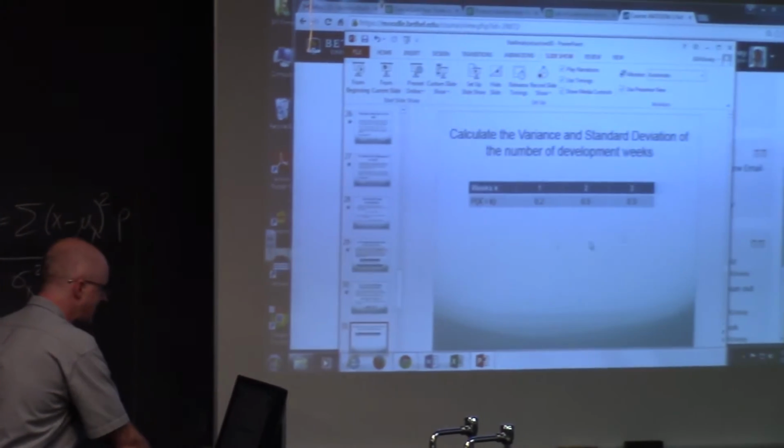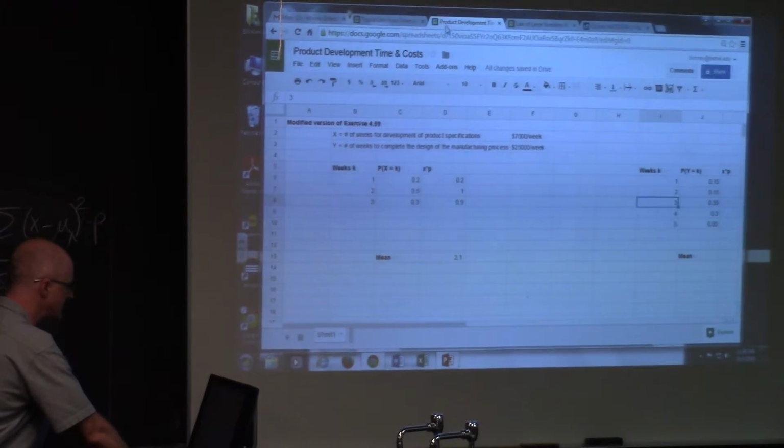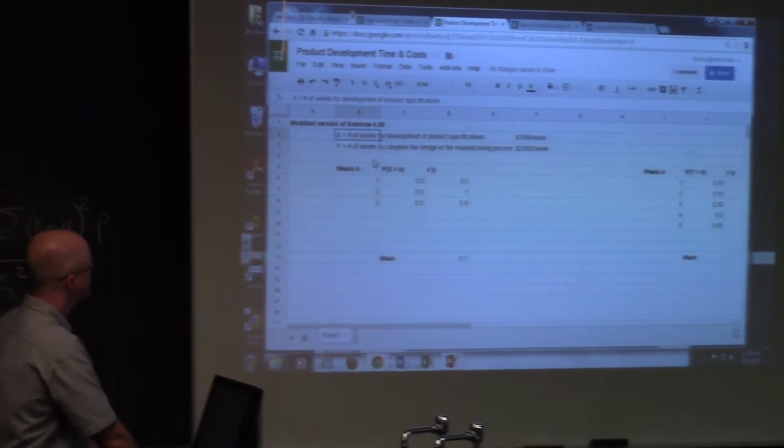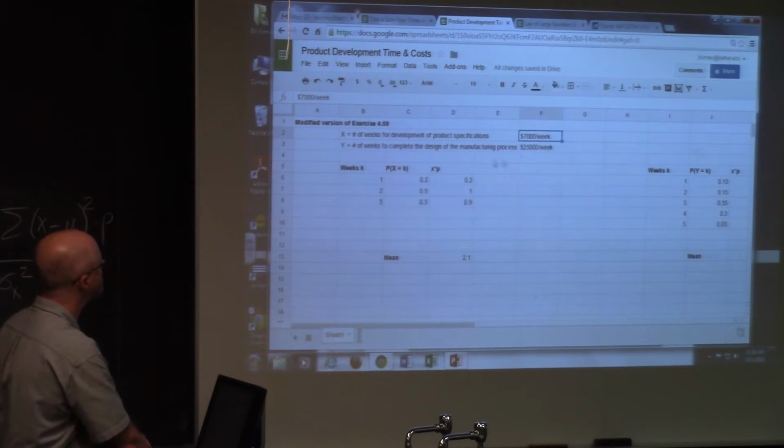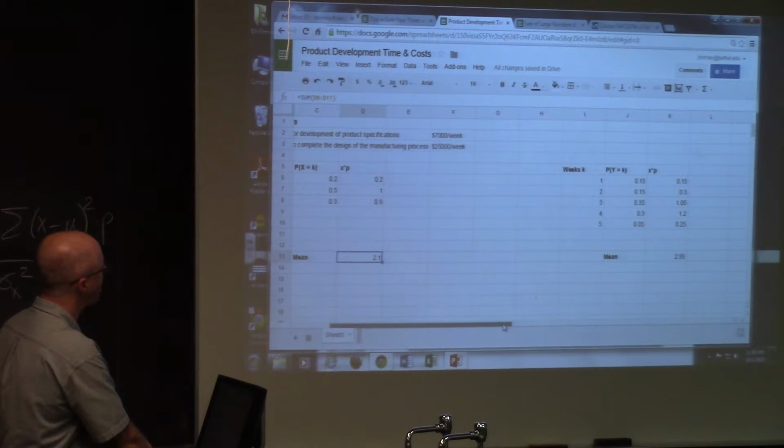Let's go ahead and go back to that example with the product development. So once again, X is the number of weeks for the development of product specifications, and it costs $7,000 a week. Y is the number of weeks to complete the design of the manufacturing process, and it costs $25,000 a week for that. We've got these probability models for the numbers of weeks of each of these things in these two columns. Last time we calculated the mean for X as 2.1. You can expect the product specifications to take about 2.1 weeks. And the mean for the Y you can expect to be higher at 2.95 weeks.